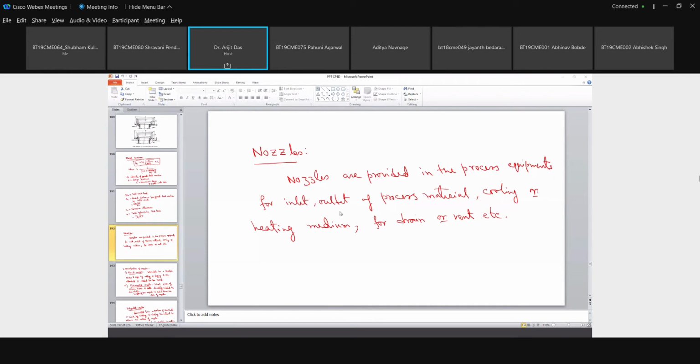Most of the process equipment you will find it. You can find it in the heat exchanger, in the evaporator, in the pressure vessel, in the storage vessel, cooling tower, absorption tower. So nozzle is almost an integrated part. Now, I'm going to the next slide.